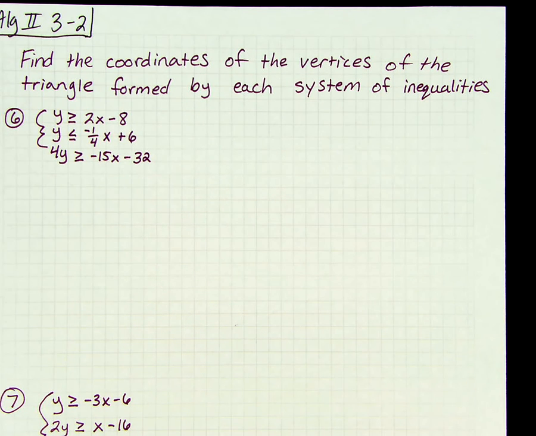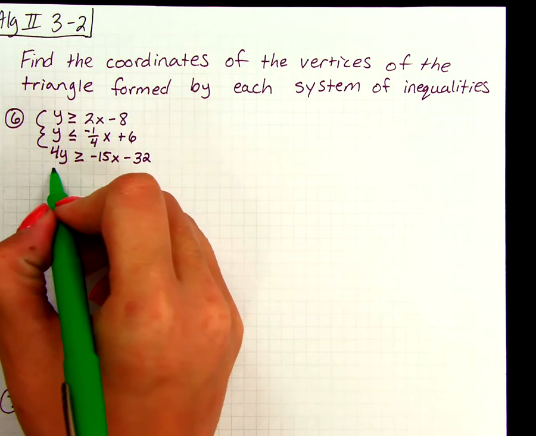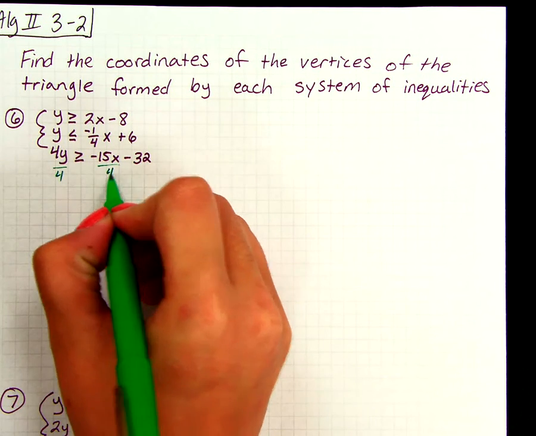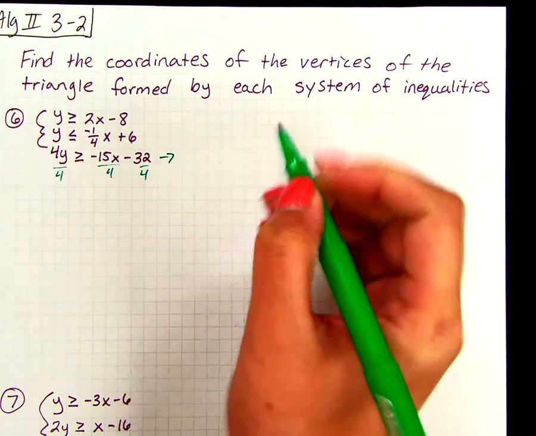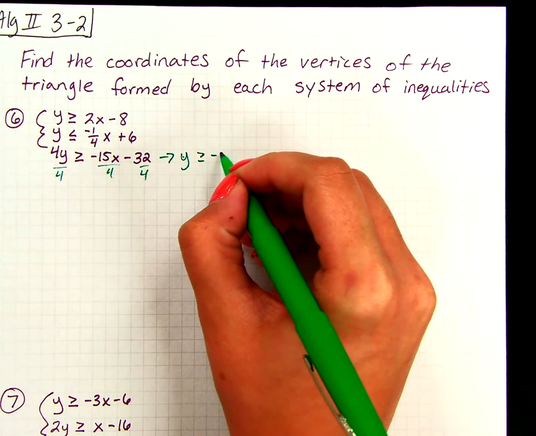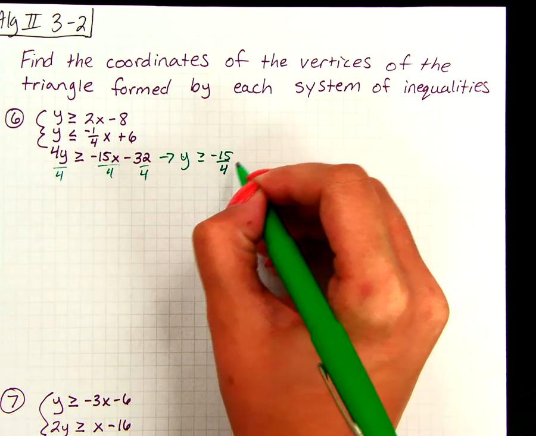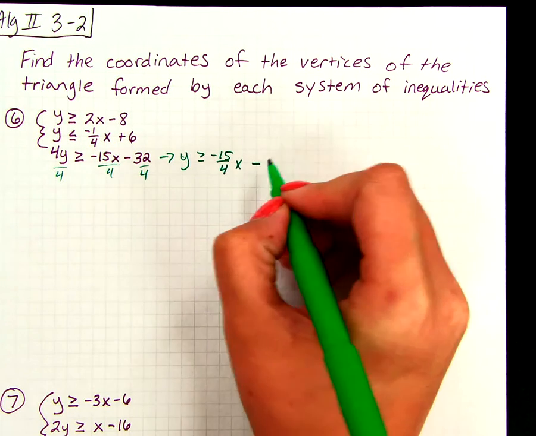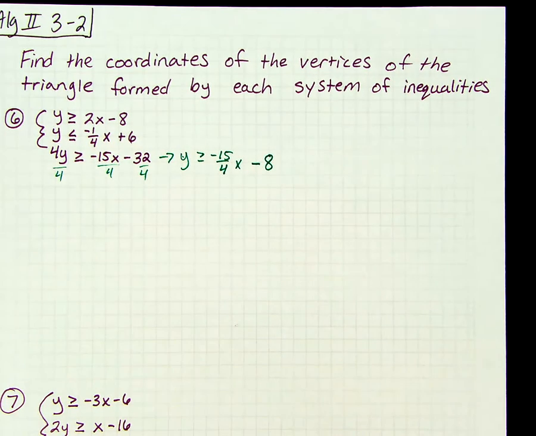Now before we start, we do want all of our equations to be in slope-intercept form. So looking at number 6, that means that I'm going to want to start by solving that for y. So that means that we're going to have to divide everything by 4 to begin with. So this equation, we are really looking at y greater than or equal to negative 15 over 4x minus 8.